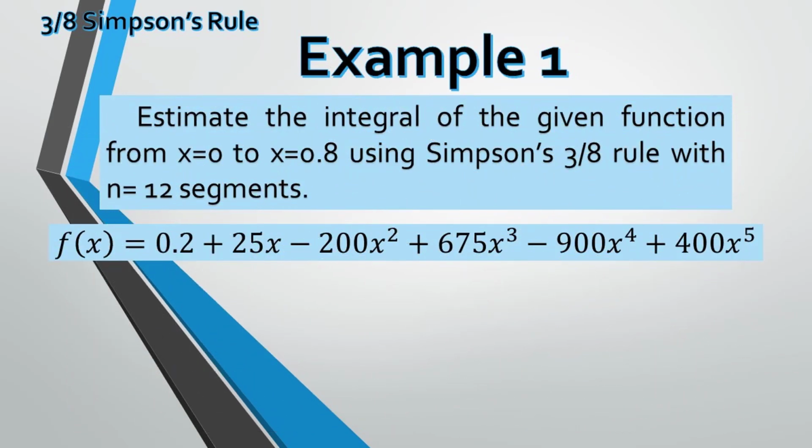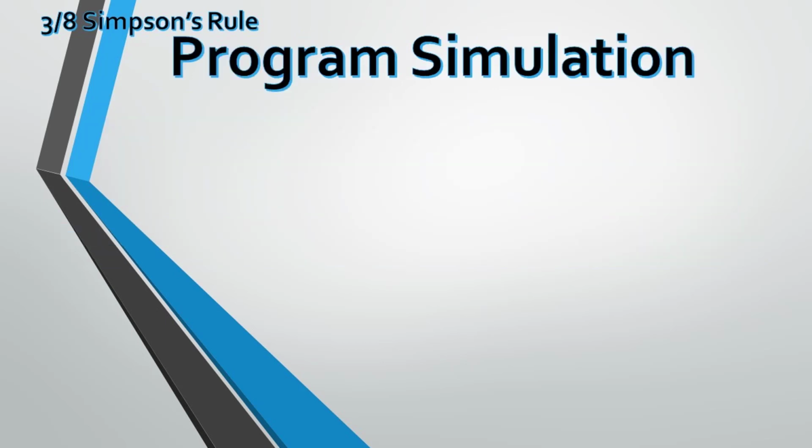Let's have a polynomial function example that we will use on the program. Estimate the integral of the given function from x equal to 0 to x equal to 0.8 using Simpson's 3/8 rule. The function f(x) given is equal to 0.2 plus 25x minus 200x squared plus 675x cubed minus 900x raised to 4 plus 400x raised to 5. Let's proceed with the program simulation using C++.